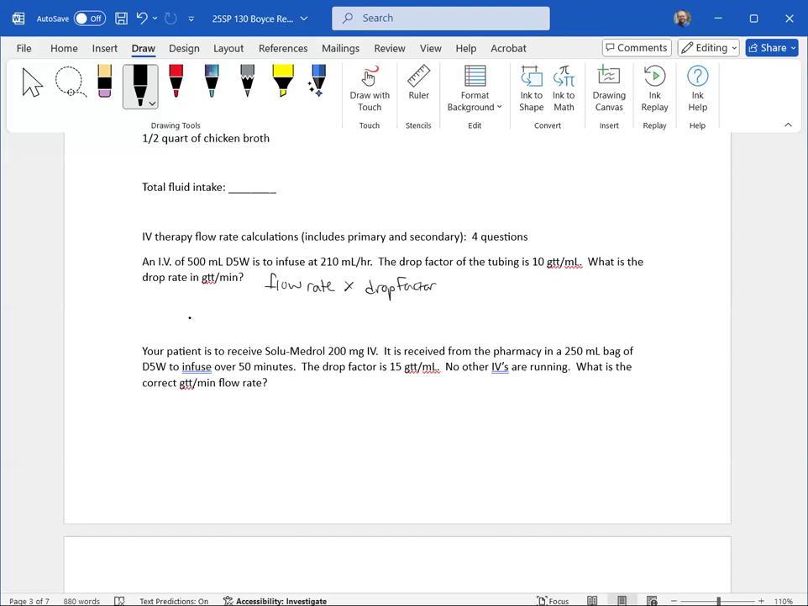The drop factor and the flow rate should be given to you. The only time the drop factor won't be given to you is if they mention something like microtubing. That is telling you that you're supposed to know it's a standard, and microtubing equals 60 drops per milliliter. So I'm just going to write that up here as an aside. Microtubing equals 60 drops per milliliter. That's a GTT, not a GH. I know that I wrote that kind of callously, but the abbreviation for drops is GTT.